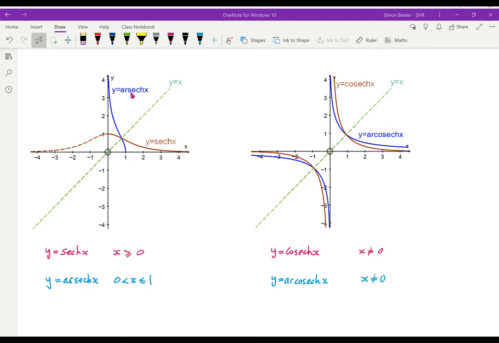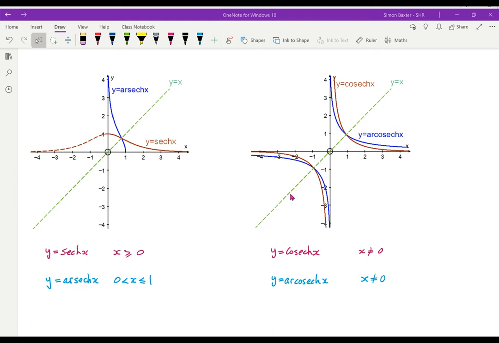In order to make arsech x a function, I must restrict things, and once again it seems sensible to take positive or 0 values of x for sech x. When I then reflect that part of the curve in y equals x, I get this bit here. And so y equals sech x in this case is only defined for x greater than or equal to 0, and for y equals arsech x, 0 must be less than x, less than or equal to 1.